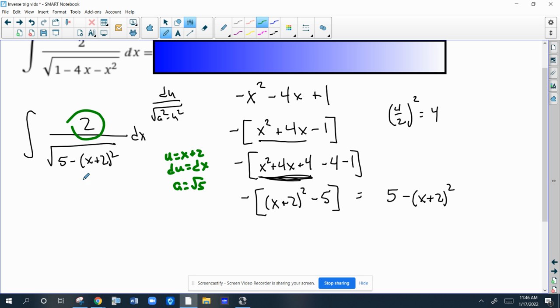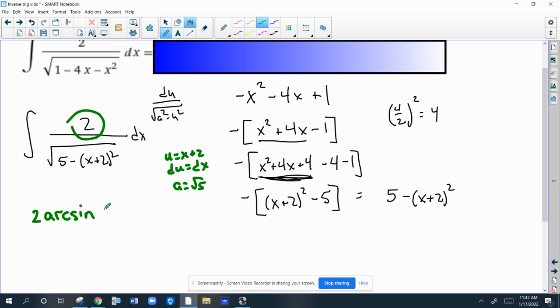We do have this 2 as a constant. That doesn't really get in the way. We'll just keep it factored out. So the arc sine formula is, this would be 1, not 1 over a. The arc sine's the one without the 1 over a. So this is just arc sine of u over a.